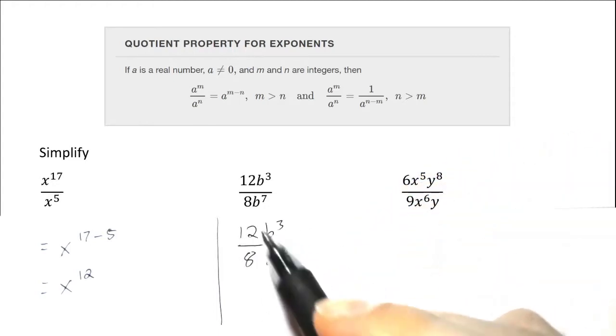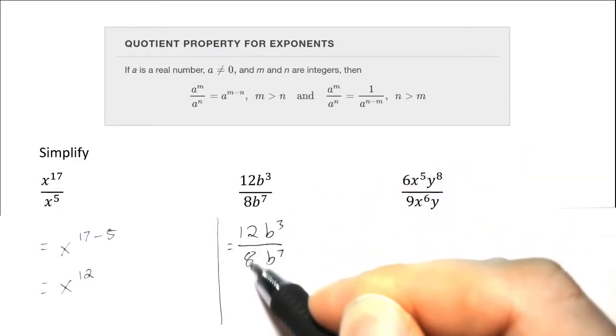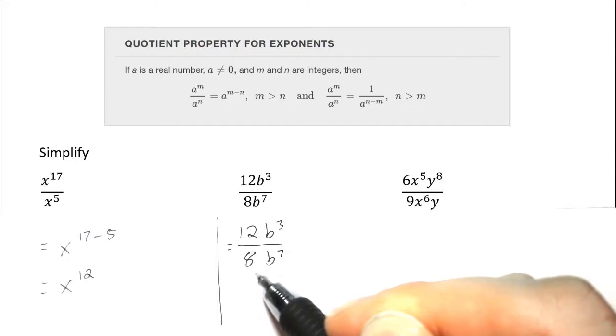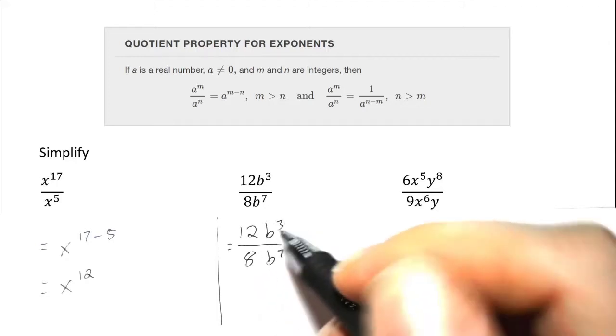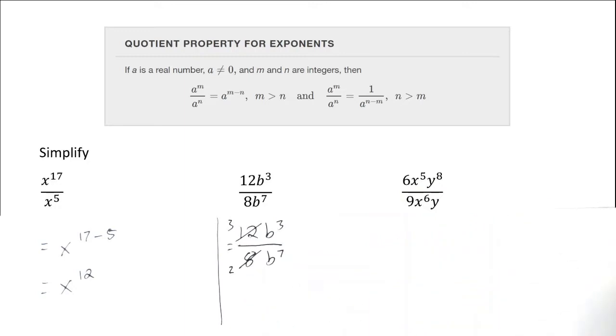Okay, so let's do that. Let's simplify the numerical part here. Well, the numerator and denominator, I'm going to divide them by the largest number possible to simplify. And the largest number they're both divisible by is 4. So when I divide, I get this.